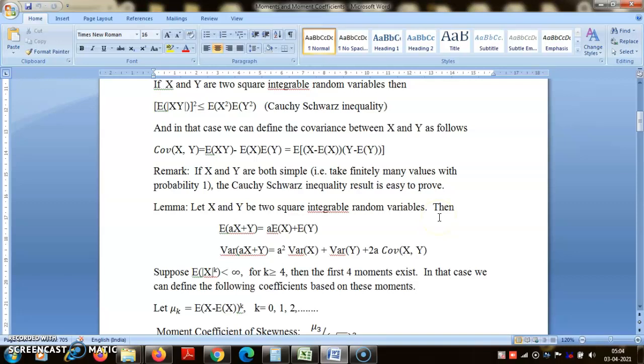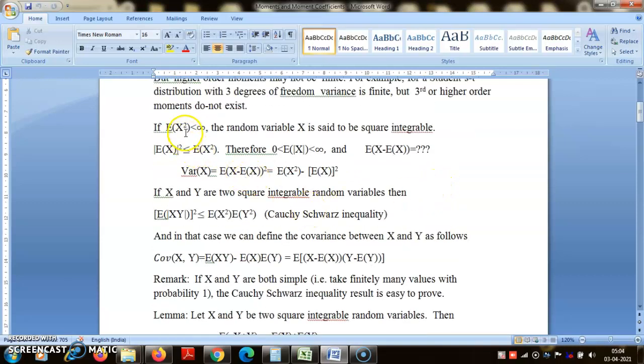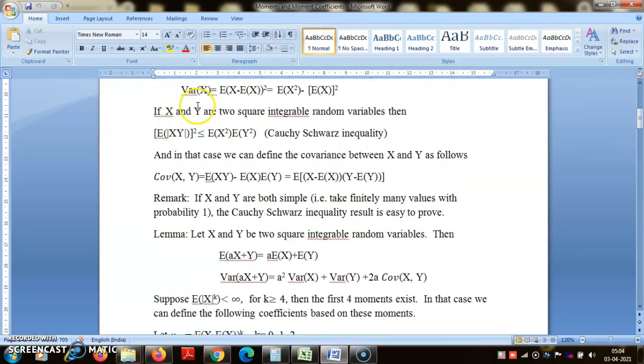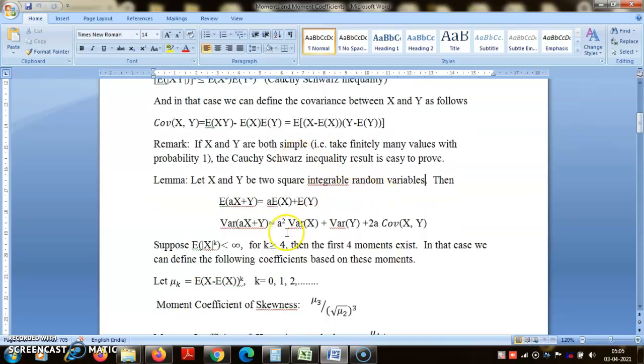So if X and Y are two random variables which satisfy this condition, that E(X^2) and E(Y^2) are finite, square integrable means both E(X^2) and E(Y^2) are finite. Okay, then of course expectation of X and expectation of Y are finite, and then expectation of aX plus Y is a times expectation of X plus expectation of Y, but variance of aX plus Y is a squared variance of X plus variance of Y plus twice covariance of X and Y. Okay, that's why I have mentioned the covariance here.